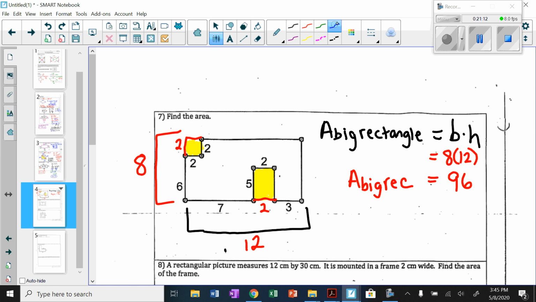Now what I want to do is I want to find the areas of the little yellow rectangles. So the first yellow rectangle has an area of 10, the other one has an area of 4. So I'm going to take that big rectangle, which is 96, and I'm going to subtract these 2 areas from it. So minus 14, and once again, we're going to get 82 units squared.